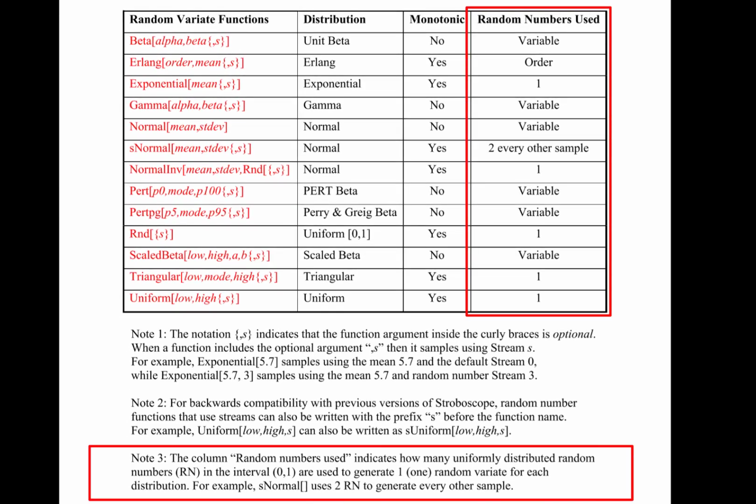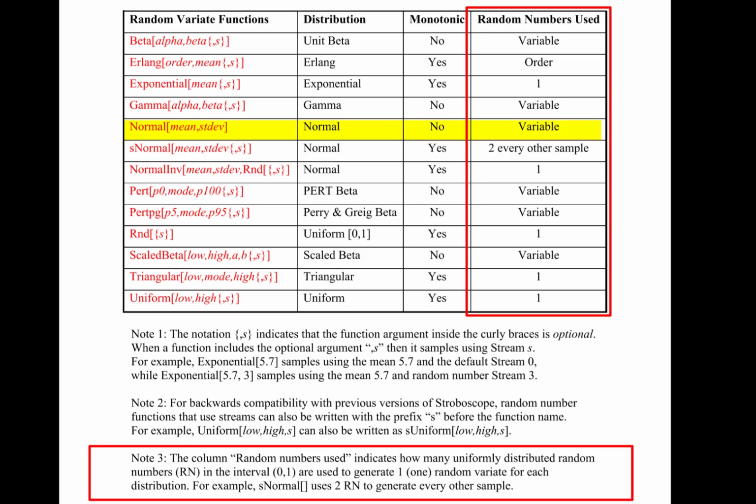The last column, random numbers used, indicates how many uniformly distributed random numbers in the interval 0 to 1 are used to generate one random variate for each distribution. For example, for the S-normal distribution, we use 2 random numbers to generate every other sample. How many random numbers are used to generate one random variate depends on the implementation of the particular function.